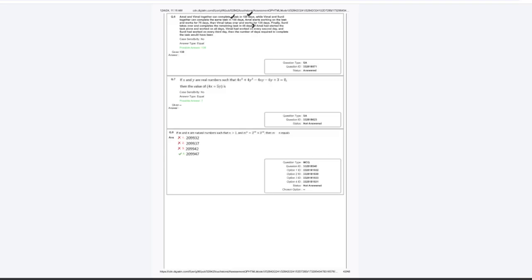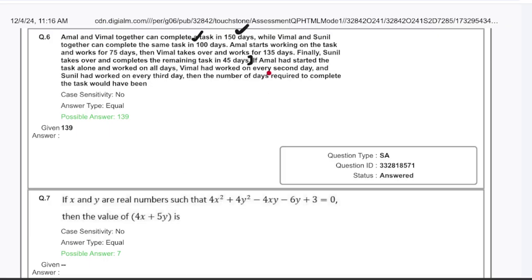Now let's read the question ahead. Further it says, if Amal had started the task alone working on all days, Vimal had worked on every second day. That means he's going to work on second day, fourth day, sixth day, and so on. And Sunil had worked on every third day. That means third day, sixth day, ninth day. There's a multiple of three. Then the number of days required to complete the task would have been.